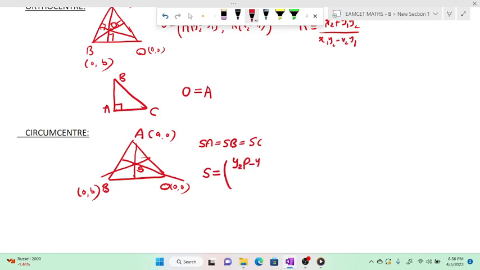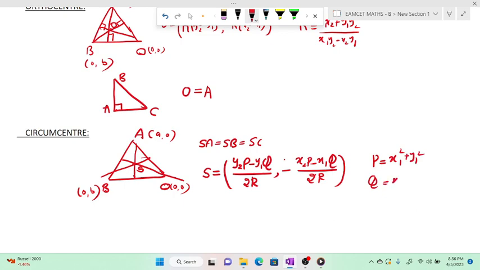(y2p − y1q) / 2r, comma, minus of (x2p − x1q) / 2r. Here p is equal to x1² + y1², and q value is x2² + y2². The denominator is capital R, so capital R is equal to x1y2 − x2y1.